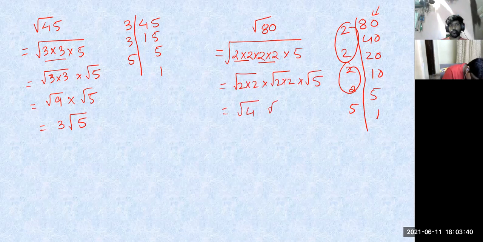Then they become root of 4 into root of 4 into root of 5. And you know square root of 4 is 2, 2, and this root 5 as it is. 2 into 2, 4. So this becomes 4 root 5. And now final answer.